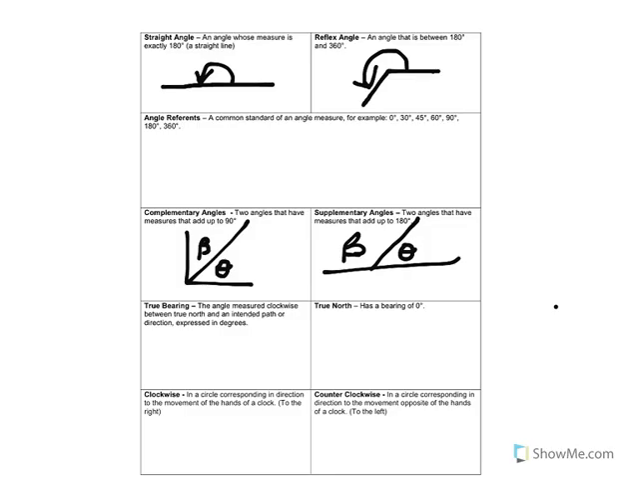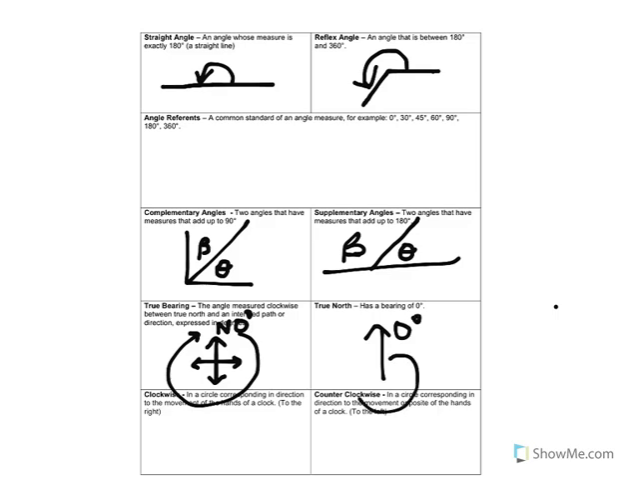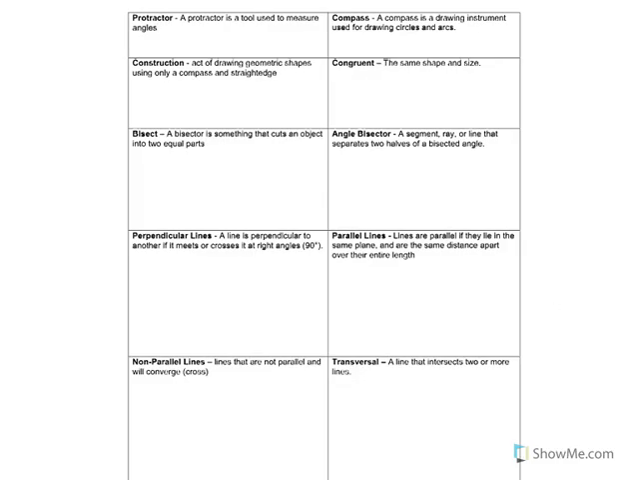True bearing is how we measure directions. They're measured clockwise from north and around. So we go like that. North starts here at 0 degrees and we end at 360. So again, north is 0 degrees, and then you measure around. Clockwise is how the hands on a clock would move, so it's to the right. Counterclockwise is the opposite.